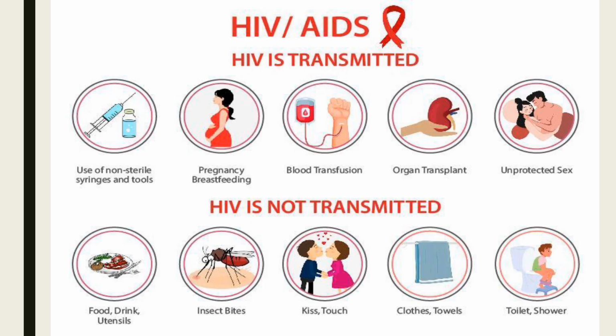As we move into the transmission, HIV is transmitted through the use of non-sterile syringes and tools, through pregnancy, breastfeeding, blood transfusion, organ transport, through unprotected sex. HIV is not transmitted through the food, drinks, and utensils, insect bites, through kiss, touch, clothes, towels, toilets, and showers.